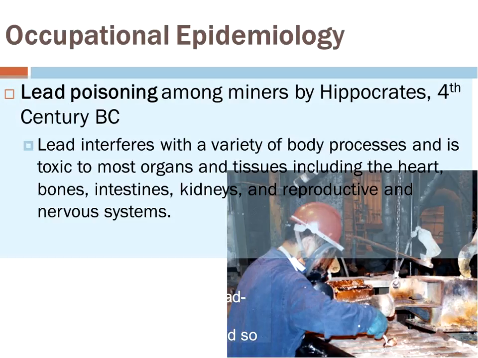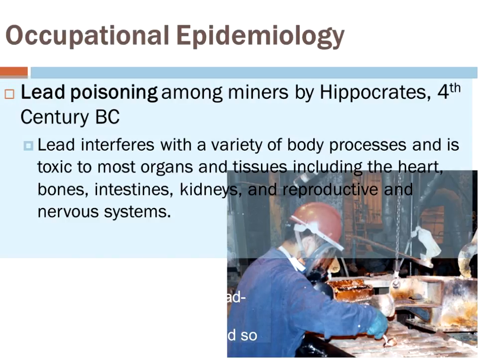And probably one of the first documented exposures, coming forward a little bit more, is in the 4th century, where lead poisoning was identified amongst miners. We know that lead interferes with a variety of body processes, and it's definitely toxic to the neurological system, and over time it kind of clogs up your blood exchange areas.